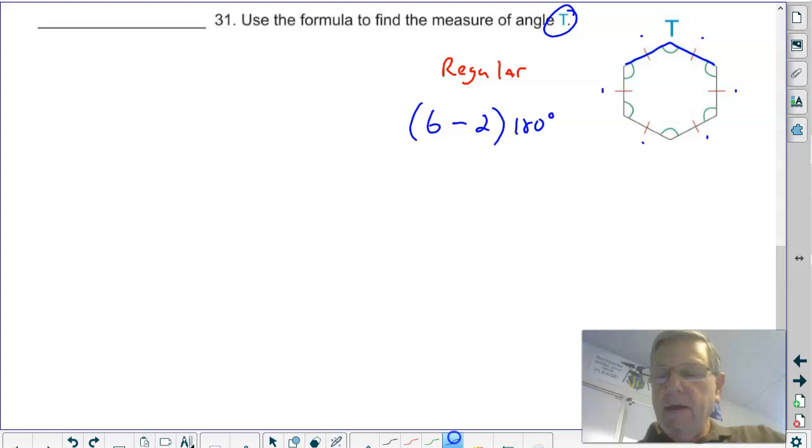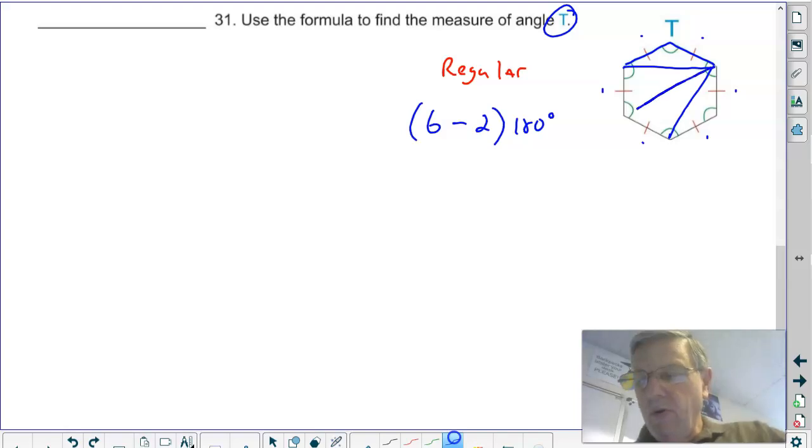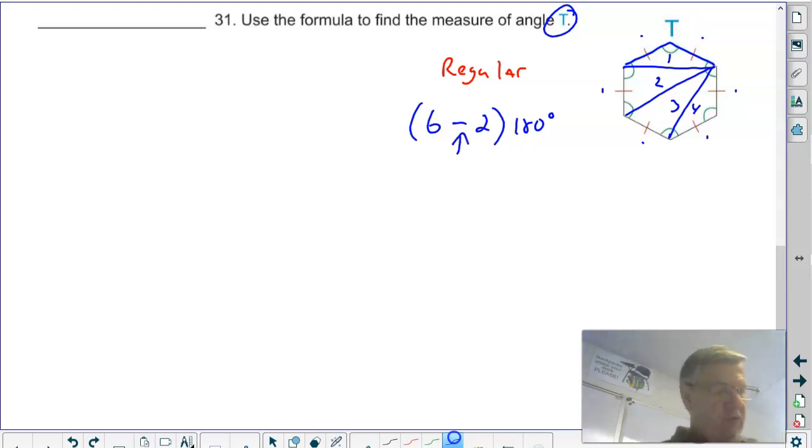180. Why? Because again, you could break this thing up into triangles and add up all the angles. And notice you get 1, 2, 3, 4 triangles, right? 6 minus 2 is 4. All right, 4 times 180. Punching this in my calculator is 720 degrees total on the inside.